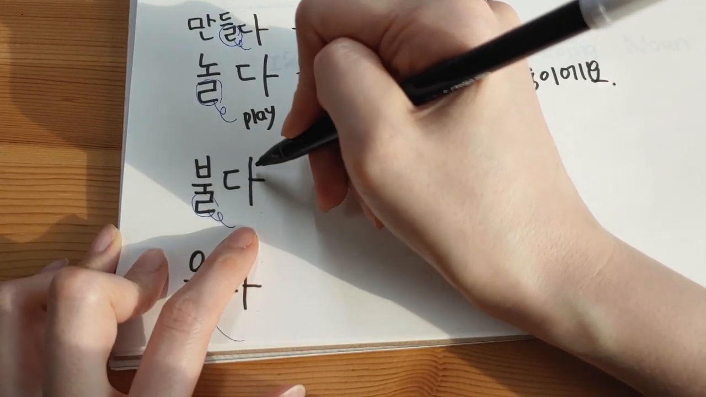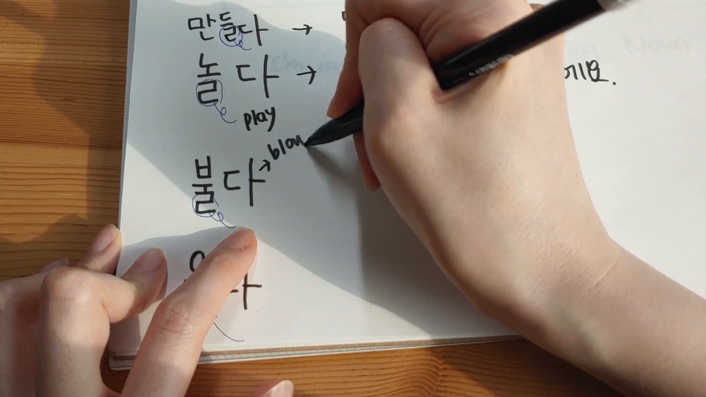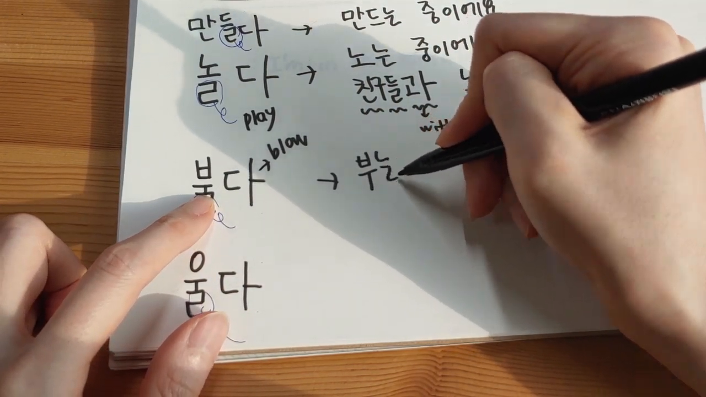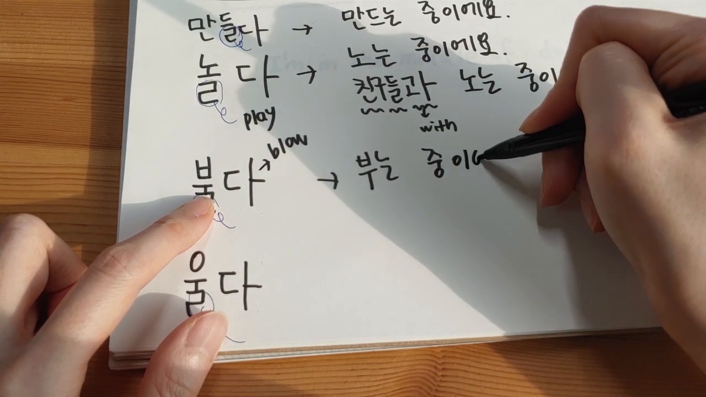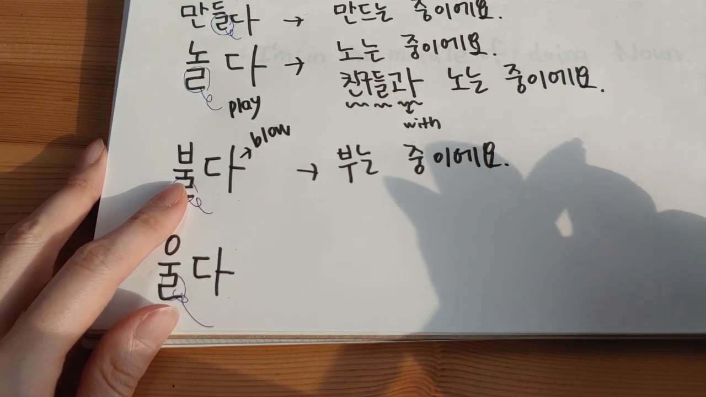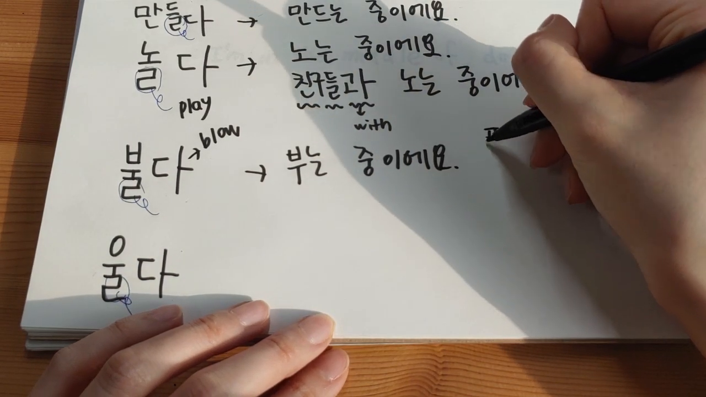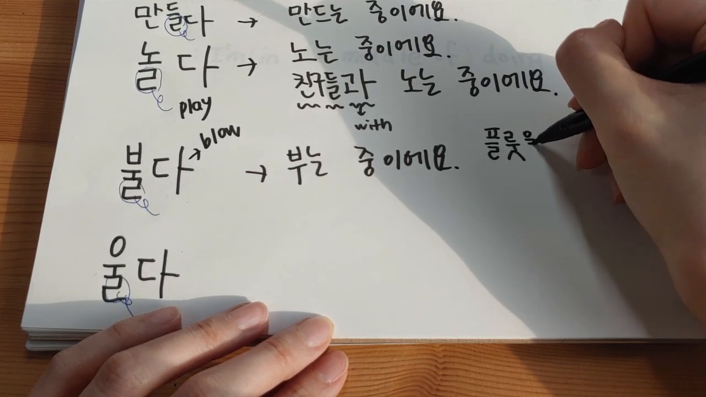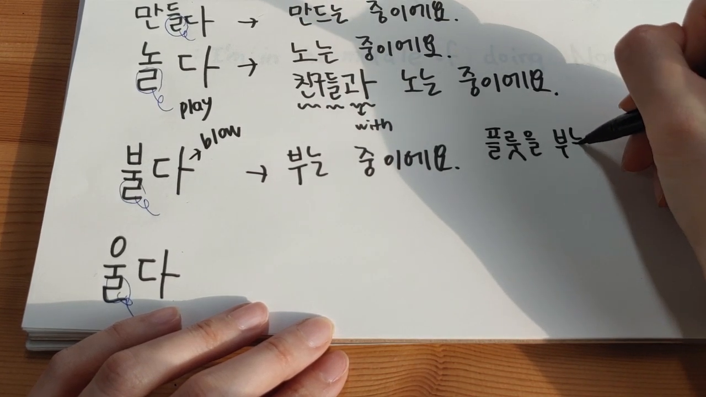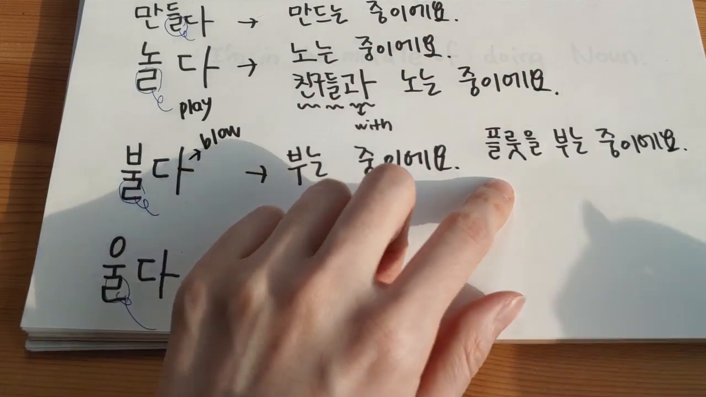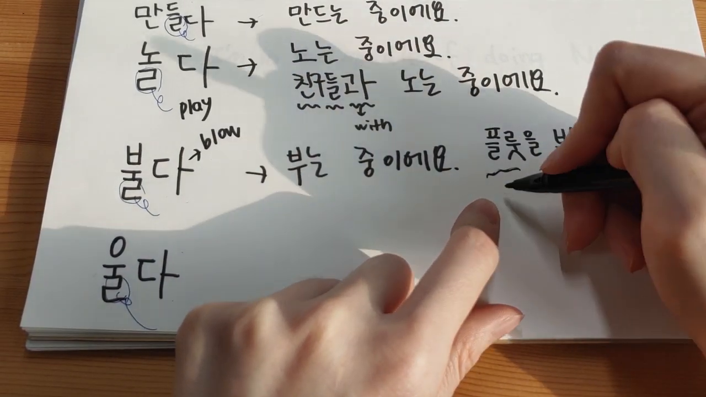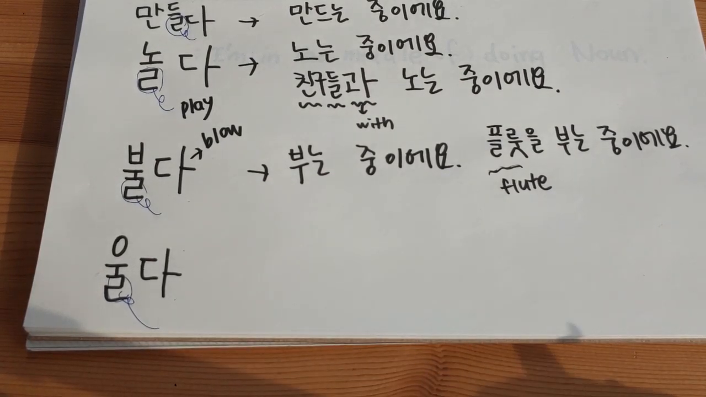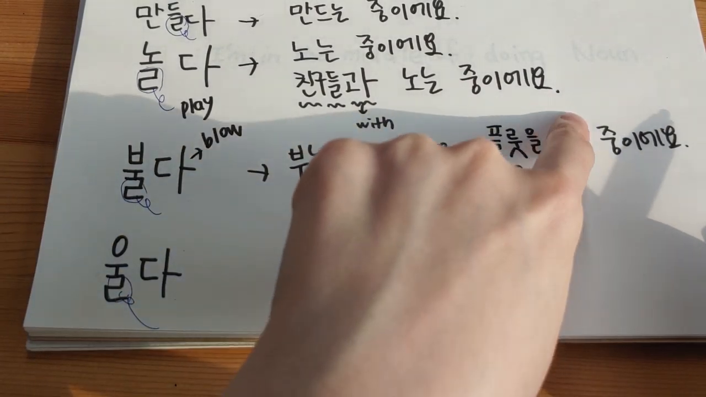And 불다 means to blow. So when you say 부, delete 리을, 부는 중이에요, it means I'm blowing. So it can be used in this kind of context. 플룻을 부는 중이에요. So 플룻 here means flute, an instrument. And in English, you say I'm playing flute, right? But we say we're blowing flute.